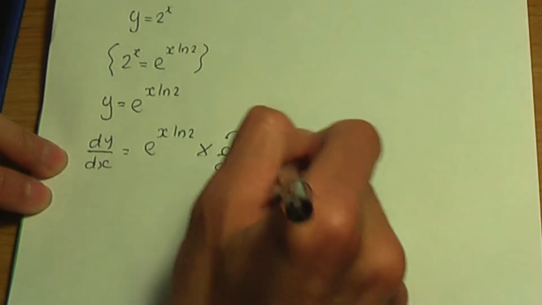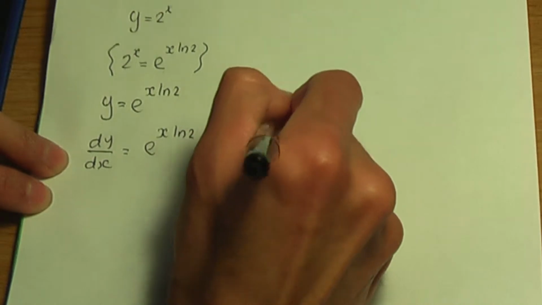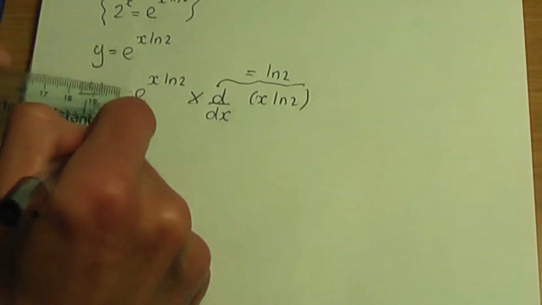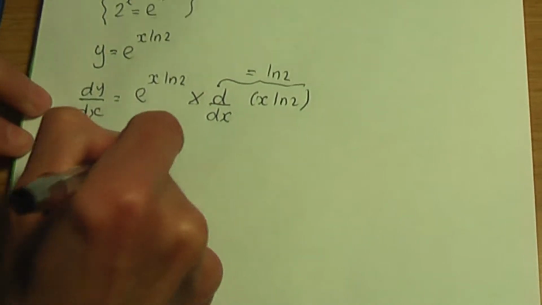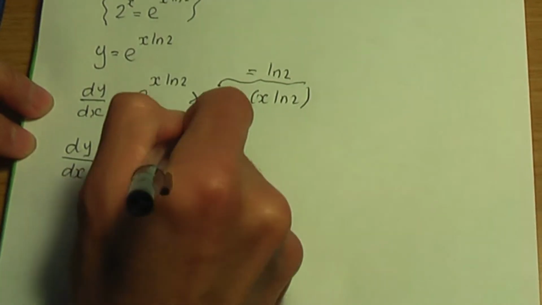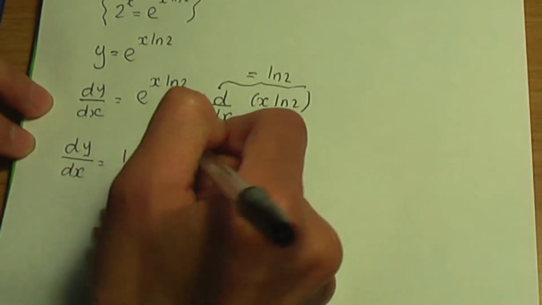Now d by dx of x ln 2 is ln 2. And as a result, dy over dx will be ln 2 multiplied by e to the power x ln 2.